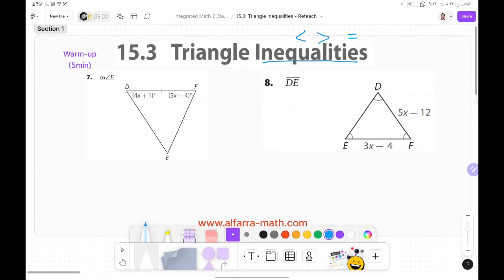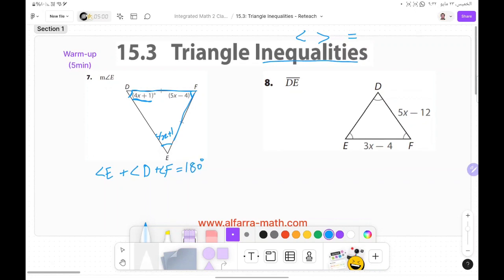And as you know, in this question it's given that this side is equal to this side. So for sure, this one is the vertex, and this angle here and this angle here are equal. So if this angle is x plus 1, then for sure this one is x plus 1, and you can add all of them together. So angle E plus angle D plus angle F is equal to 180. Then you can find it.